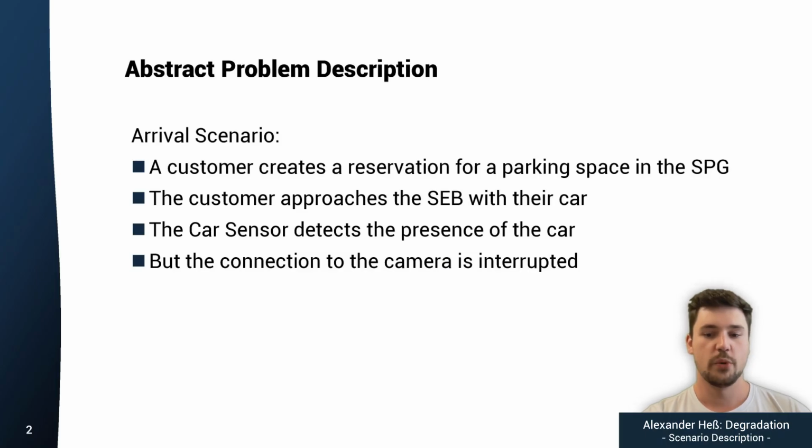Let's first have a quick look at what scenario we're looking at here. We're going to assume the arrival scenario, which was presented in the previous story, where a customer creates a reservation for a parking space in a smart parking garage. The customer will then approach the SEB with their car. The car sensor will detect the presence of the car. But in this scenario, we now assume that the connection to the camera is interrupted, which means that the license plate of the car cannot be captured here.